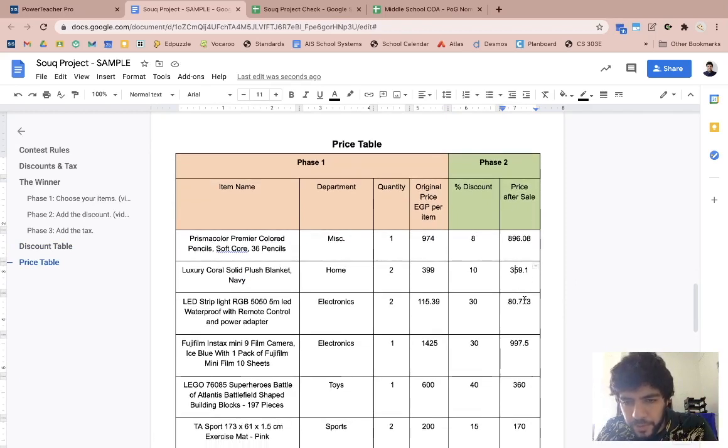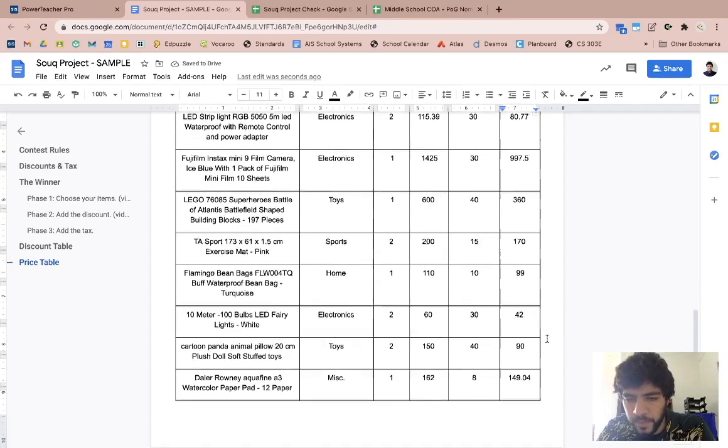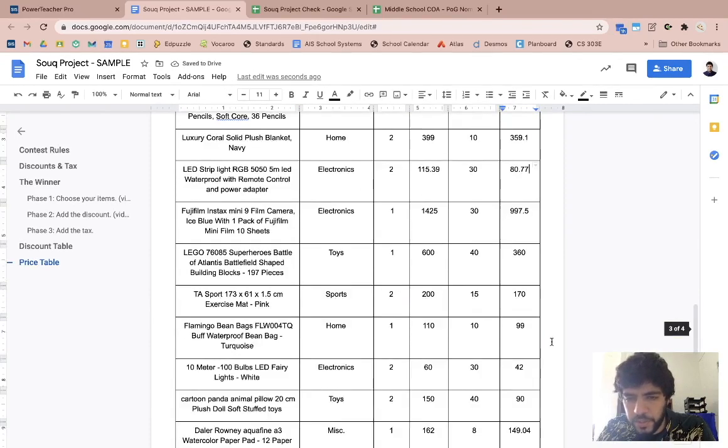Also, in terms of decimals, please make sure to round to the second decimal place. Not the third. If you have something with 3 decimal places, just round it. So 77.3 in this case would just become 77. Okay? Everything else looks good.